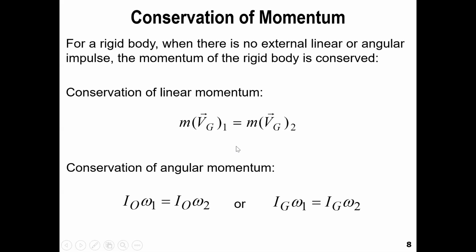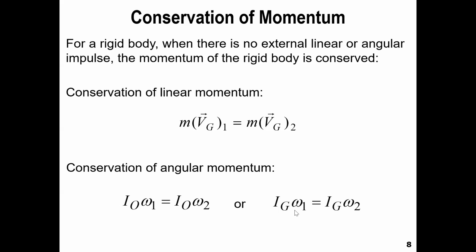And if there's no external angular impulse, there's no moment, or the summation of moments is 0, the initial angular momentum and final angular momentum will be the same. Same goes if it's rotating about a fixed point or if something rotates about the center of mass.